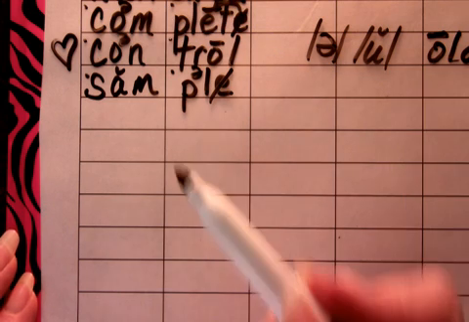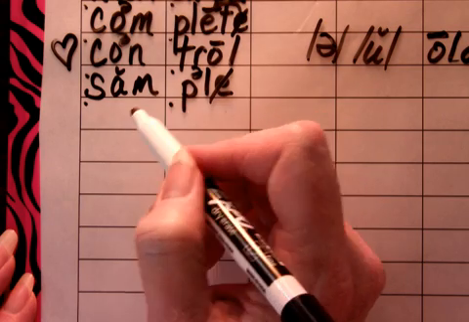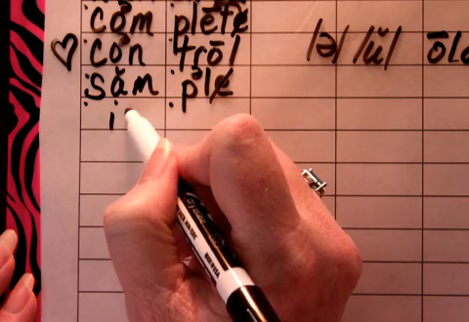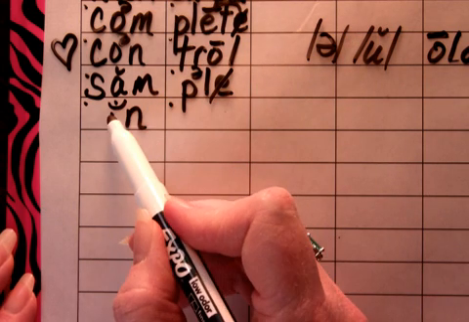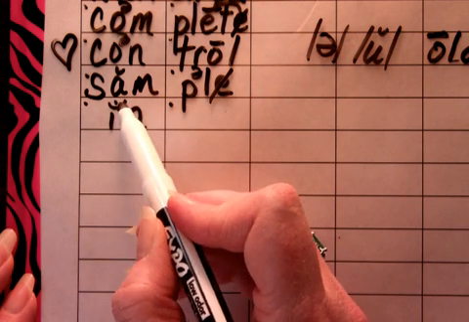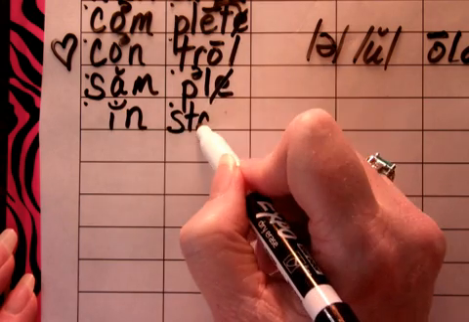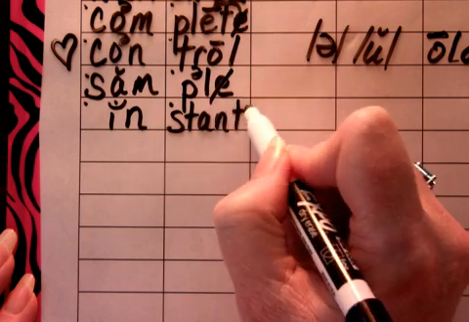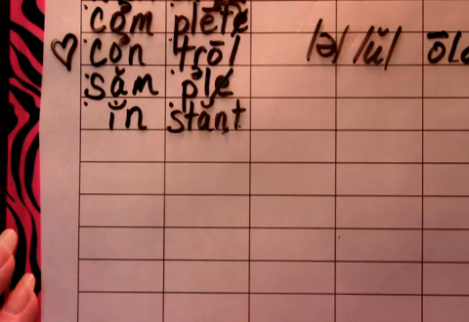The next word is instant. Instant. In. That's a closed syllable. One vowel followed by one or more consonants. The vowel is short. We put the breve there. Stant. St. One vowel followed by one or more consonants, the vowel is short. We have lots of closed syllables in our list. Instant.